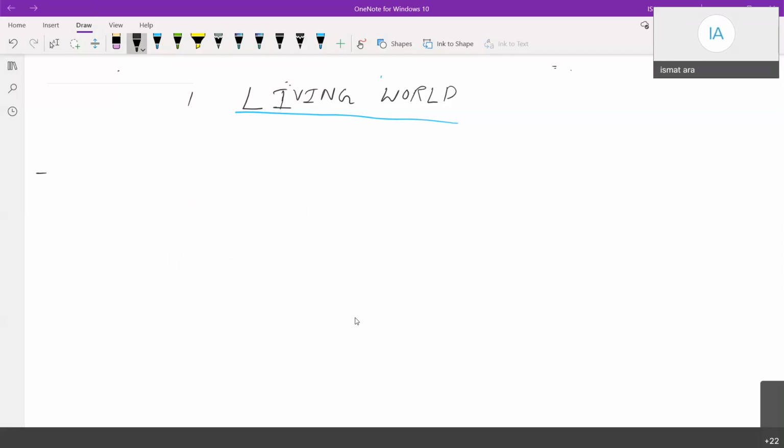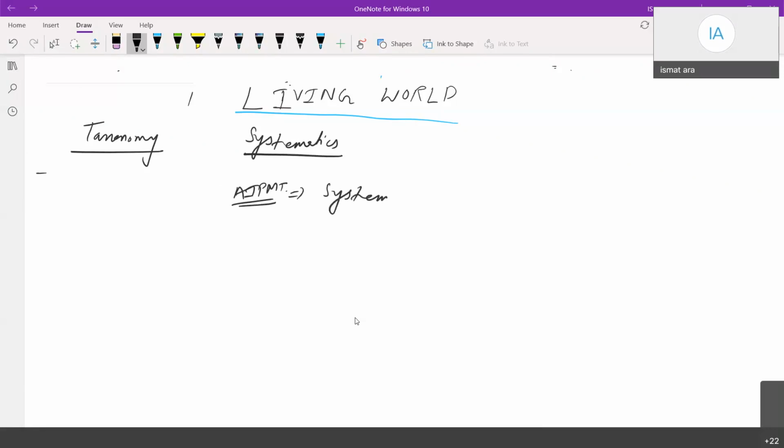Now, let us see the difference between taxonomy and systematics. Whenever I'm talking about taxonomy, there is a broader unit. Systematics, the smaller unit. You know, systematics means systematic arrangement of organisms. One year in AIPMT, they asked the definition: systematic arrangement of organisms is called systematics.